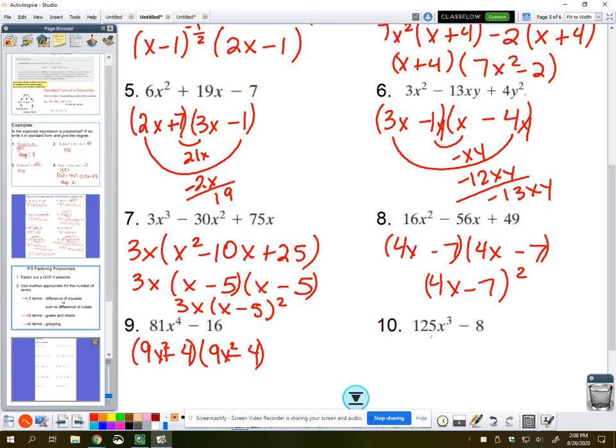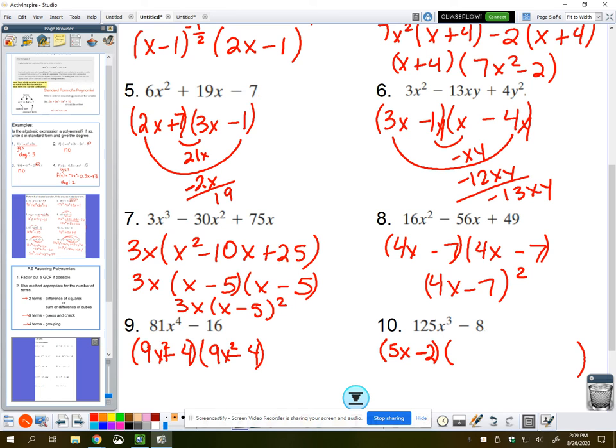The way that I always think about it is when I have a sum or difference of cubes, I'm going to have a short parenthesis and a long parenthesis, a binomial and a trinomial. The binomial comes directly from the original problem. What are the cube roots of those numbers? So the cube root of 125x to the 3rd is 5x. The cube root of 8 is 2, and you keep that same sign. So cube roots keep the sign.